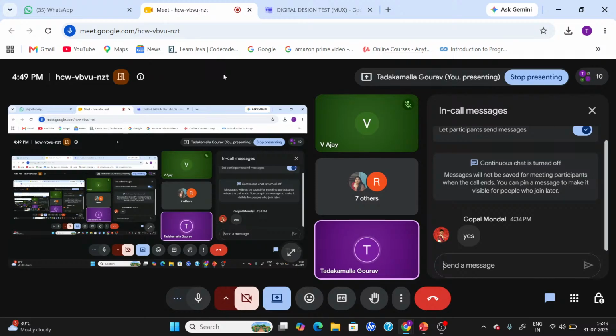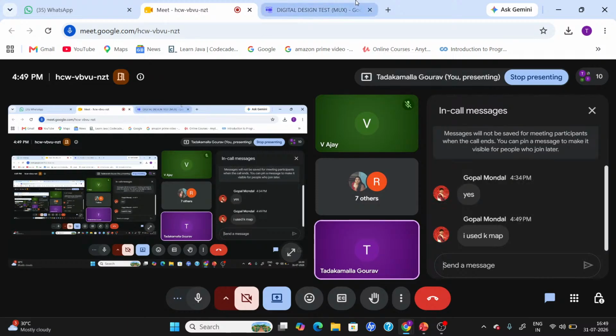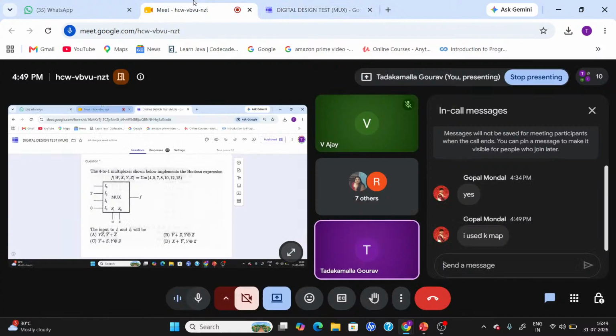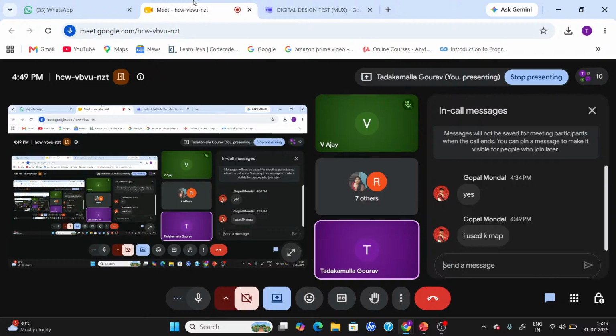No one has solved? Okay, you can use K-map, and that is also a good approach. Next, others, anyone wants to answer how we have solved this question if you have done?